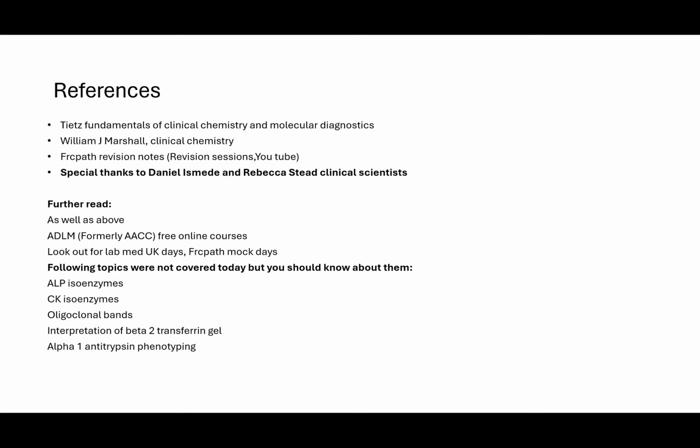Following these topics, I had no time because, as you could see, there was a lot of content that I had to talk about today. So I couldn't cover them today, but it's really important. So please have a look and make sure that you're very familiar with ALP isoenzymes and how to interpret them, CK isoenzymes, oligoclonal bands, very important, and also beta-2 transferrin gel and alpha-1 antitrypsin phenotyping.